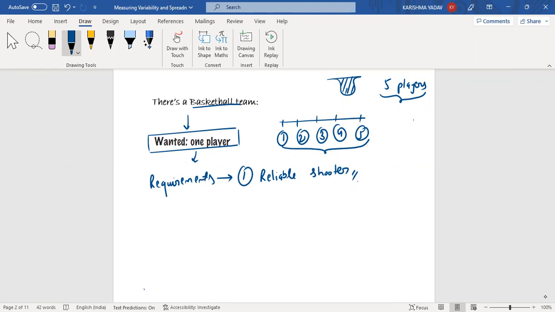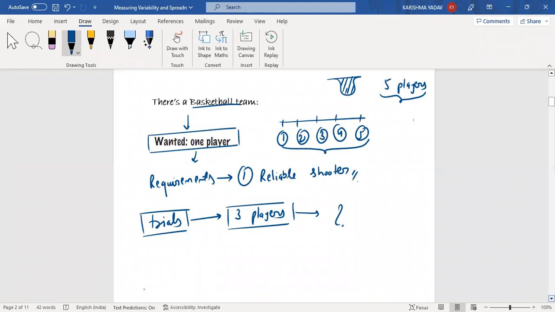The coach has performed some trials, and after conducting the trials, he is down to 3 players. Now the question arises: from these 3 players, which player should he choose?